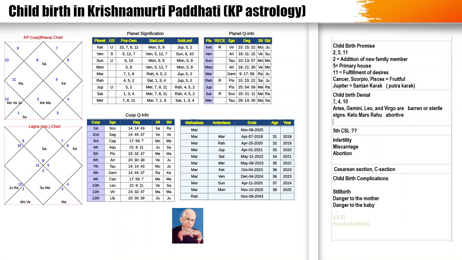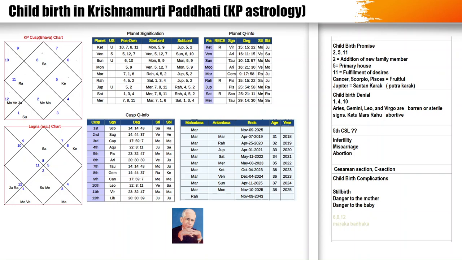And why is 1, 4, 10 taken? It's very easy because the first house is the 12th from the second house, or it negates the second house, and then the fourth house negates the fifth house, and the 10th house negates the 11th house. So 1, 4 and 10. This is for the denial of the childbirth.